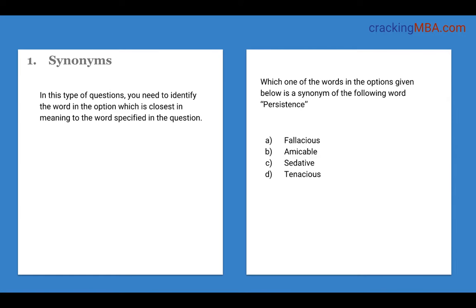So let's look at the different types of questions that come in synonyms. Primarily, it's all about identifying which option, amongst the various options available, is closest in meaning to what is provided in the sentence.